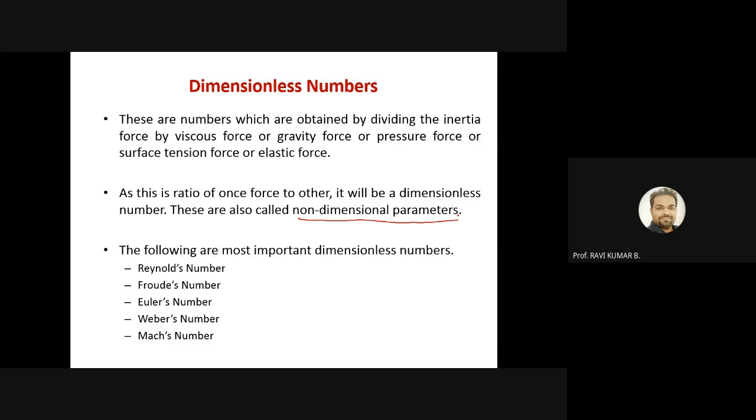When you talk about the Mach number, we are talking about velocity: the local velocity of a particular object to the speed of sound at a given location. If you divide those, you get the Mach number. One by one, we'll see all these numbers, and they are very, very important. Based on these numbers, model laws are defined: Reynolds number model law, Froude model law, Euler model law, Weber model law, and Mach model law. Depending on the application, you can select any one of these.